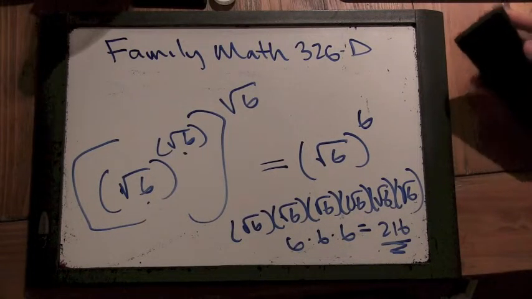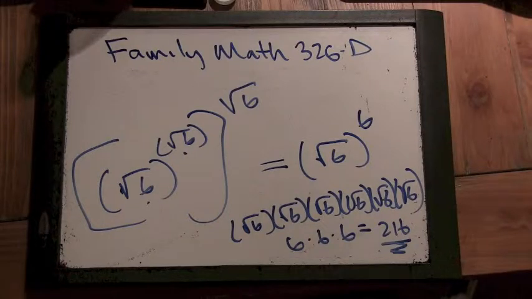Cool. Isn't that neat? Yeah. So tonight we learned that you can actually have an irrational number to an irrational power, and it can be rational. That's cool.